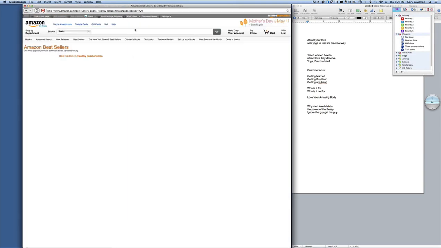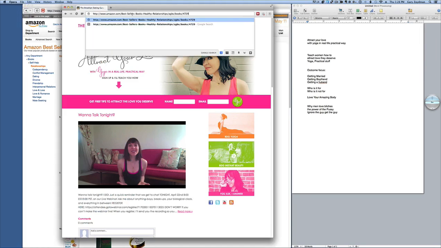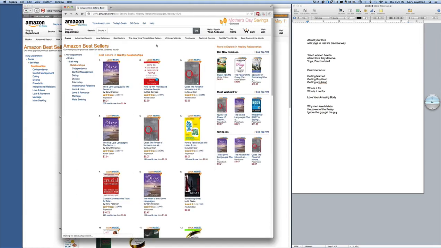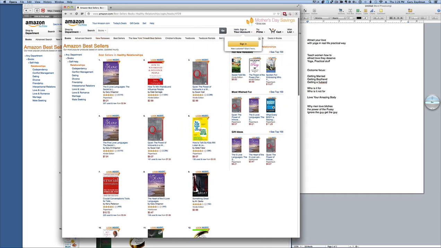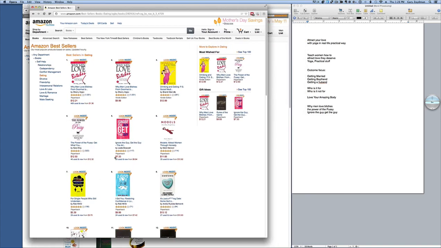So let's take a look at Amazon and see what the best sellers are in this particular category to start off with. Amazon provides you a list of the top best sellers in all kinds of different categories. For this category, we're going to talk about dating. So if we click the dating section here, we see the top book here is Why Men Love Bitches.